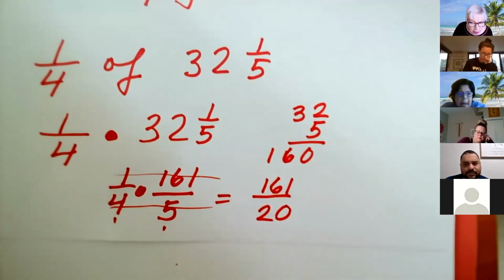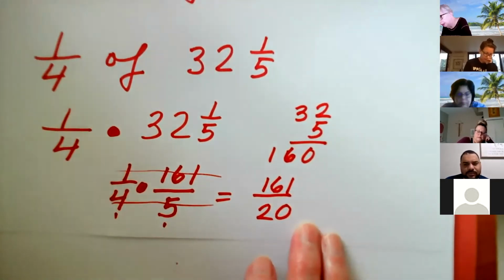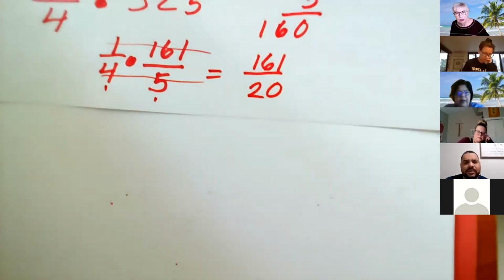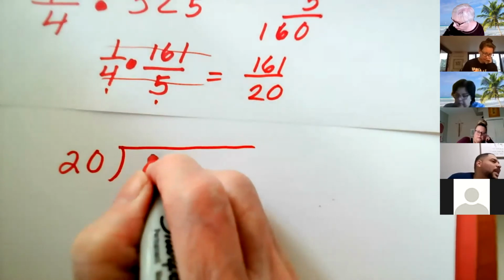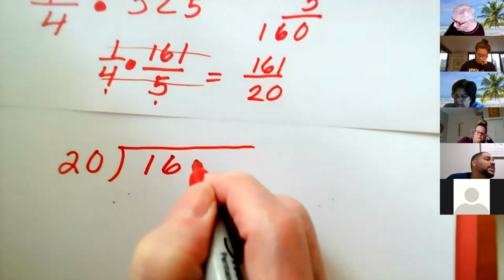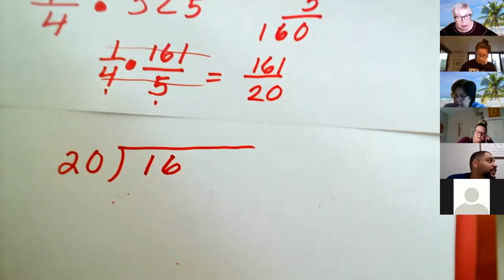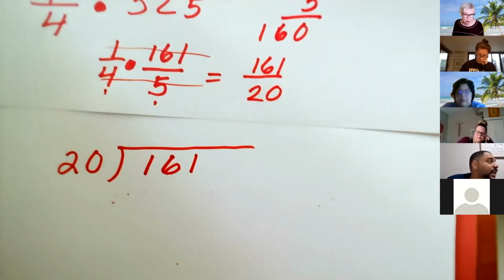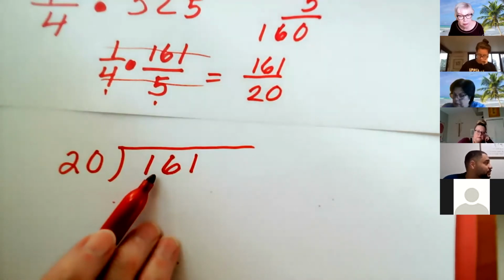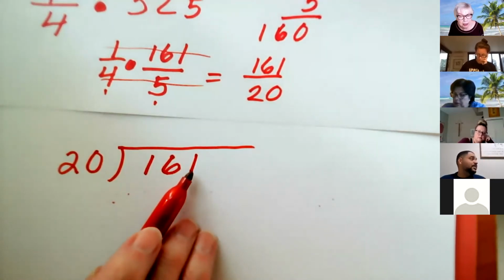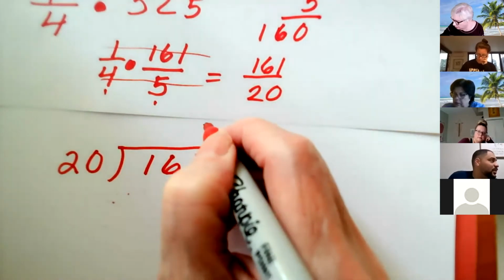Now, I think we need to make this a mixed number. In general, when it's a word problem, we want to know how many miles. And if somebody said, how many miles can I go? And I told you 161 over 20, they'd say, what? We need a mixed number this time. So 20, does it go into 16? No. But does it go into 160? Yes, that would be 8.